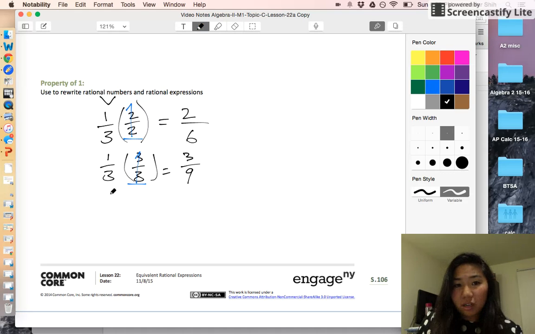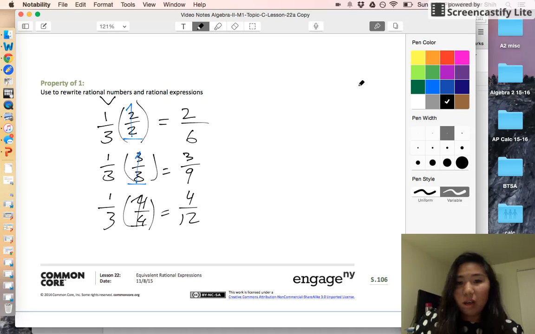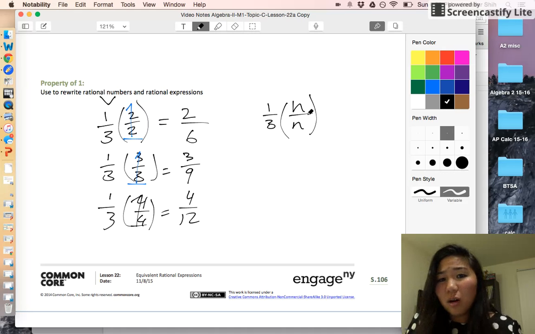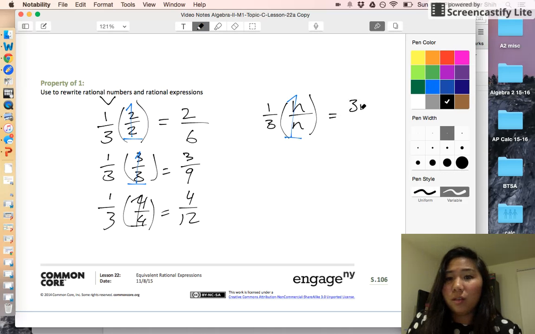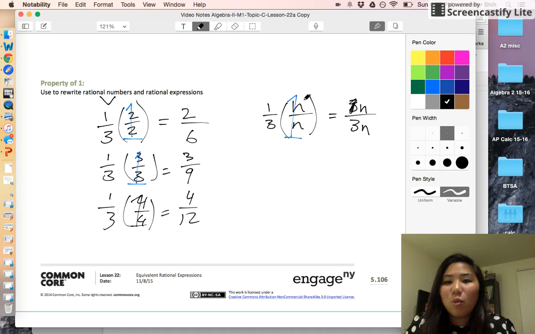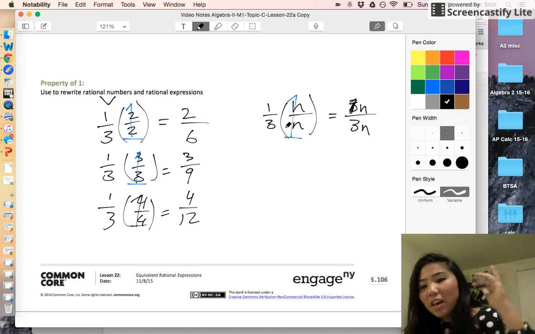But we can keep going, and we can multiply 1/3 by 4 over 4 and get 4/12, because 4 over 4 is 1. And we can even rewrite it as n over 3n. So we multiply 1/3 by any number over the same number. As long as those two equal 1, we will again get an equivalent fraction. Okay, so the point of this is we're not just going to be multiplying by numbers n over n.